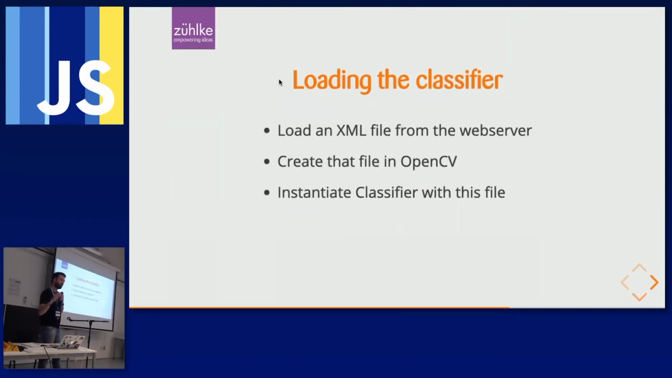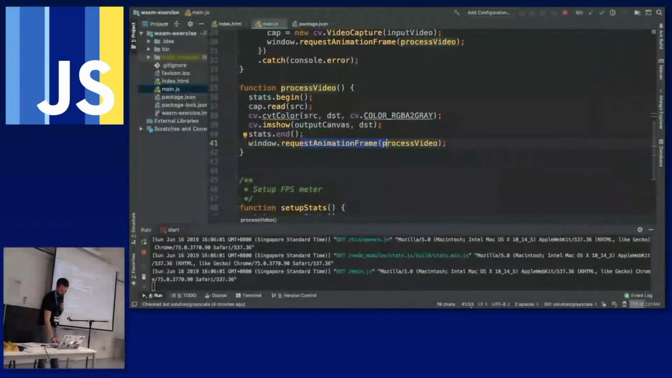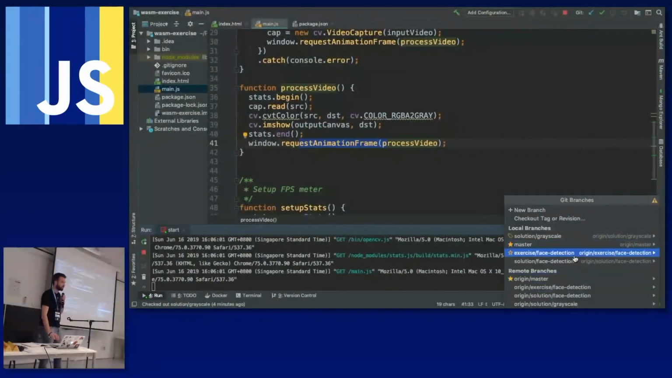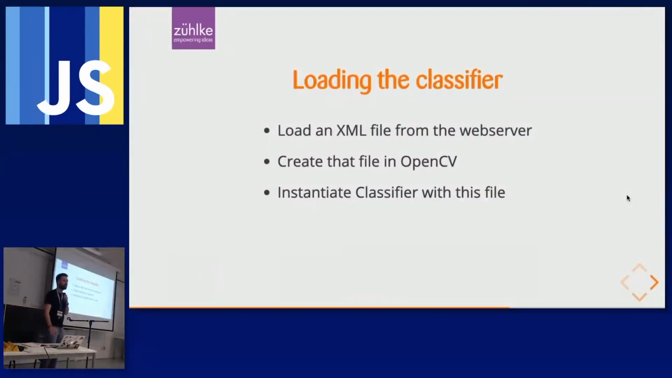Then we load that. It's an XML, and we give it to OpenCV. You don't have to do that because it's a bit cumbersome. We have to fetch it, make a byte array, input into OpenCV. I already did that for you, and I did it on a branch called exercise face detection. So when you start this exercise, check out exercise face detection.